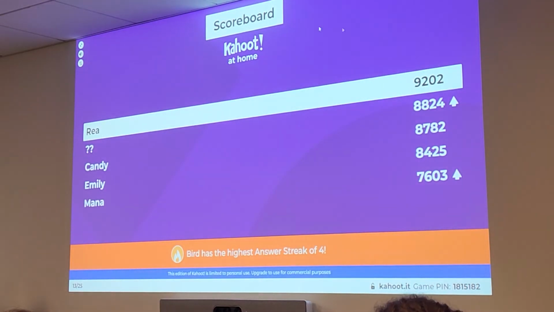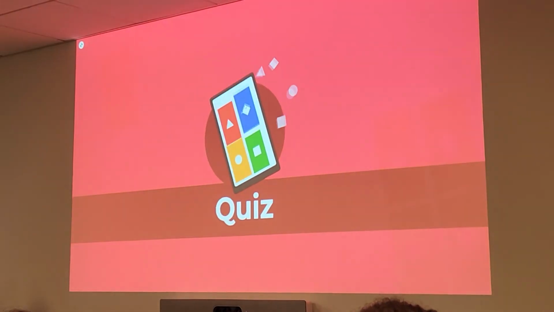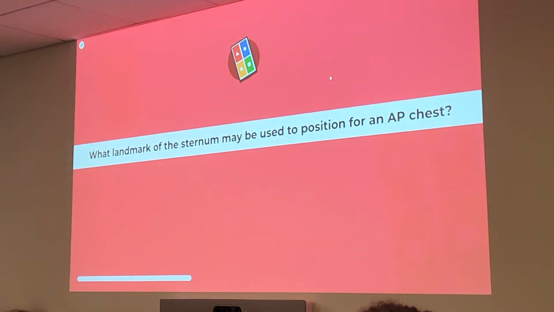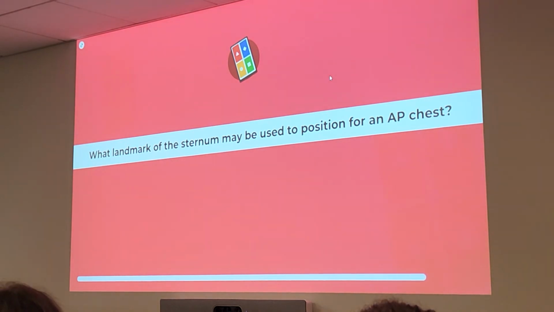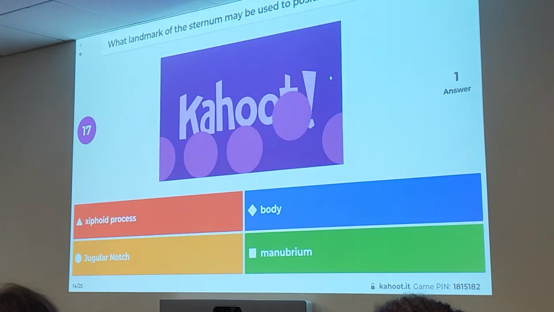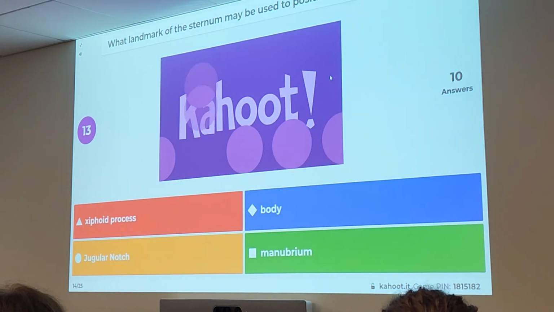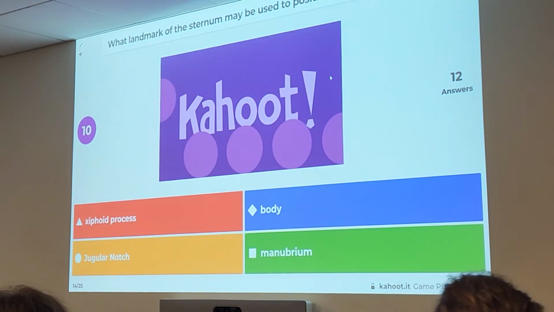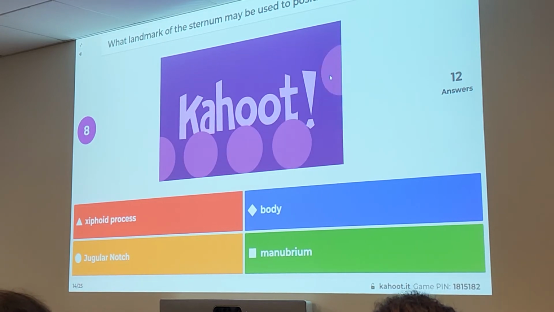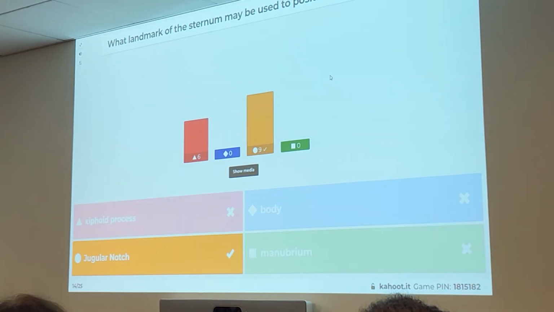Rhea or Ray takes number 1. What landmark of the sternum may be used to position for an AP chest? The jugular notch, 3 inches below the jugular notch.